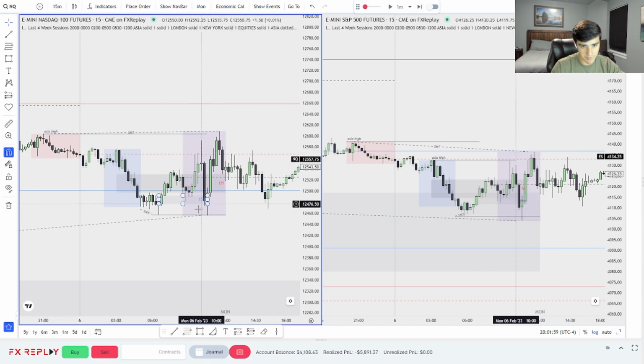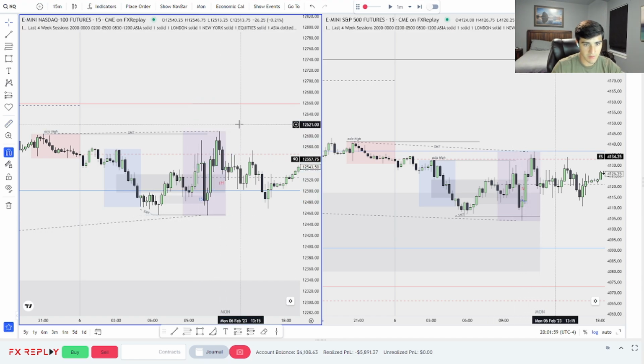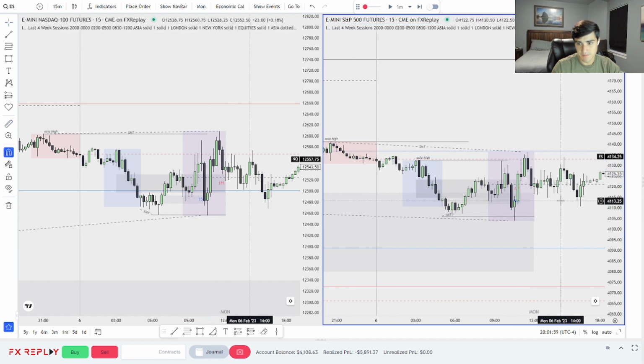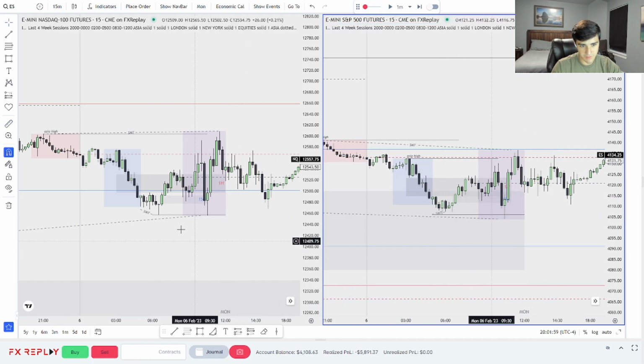But this would probably be the best move of the day right here, from this low to this high in this range. 152 handles on NQ and 32 handles on ES. Simply just wait for this low to get ran out, wait for that 930 manipulation move, right?